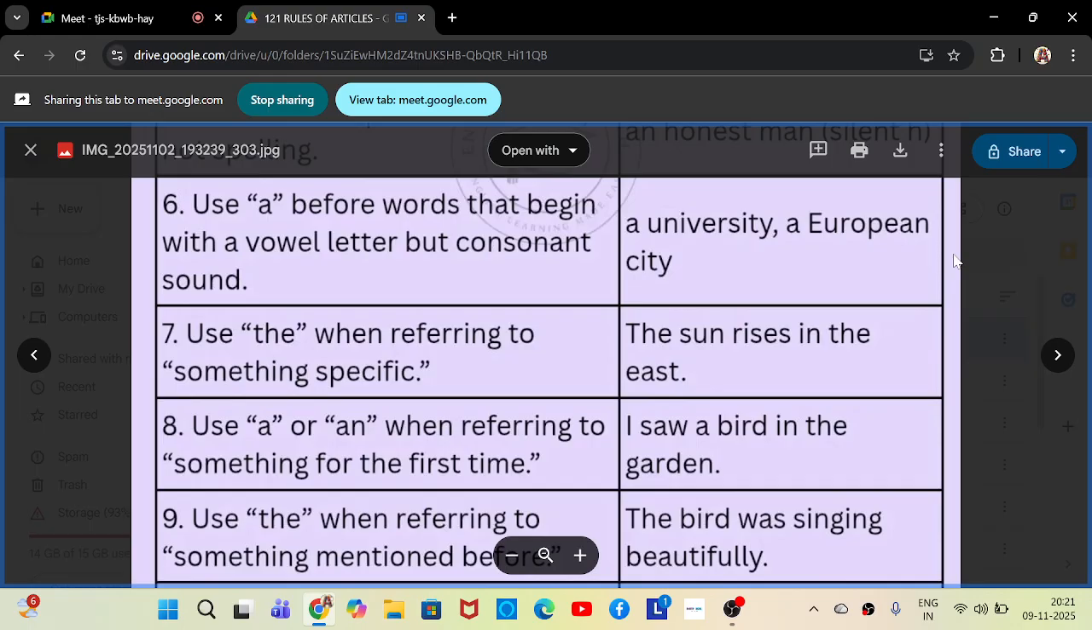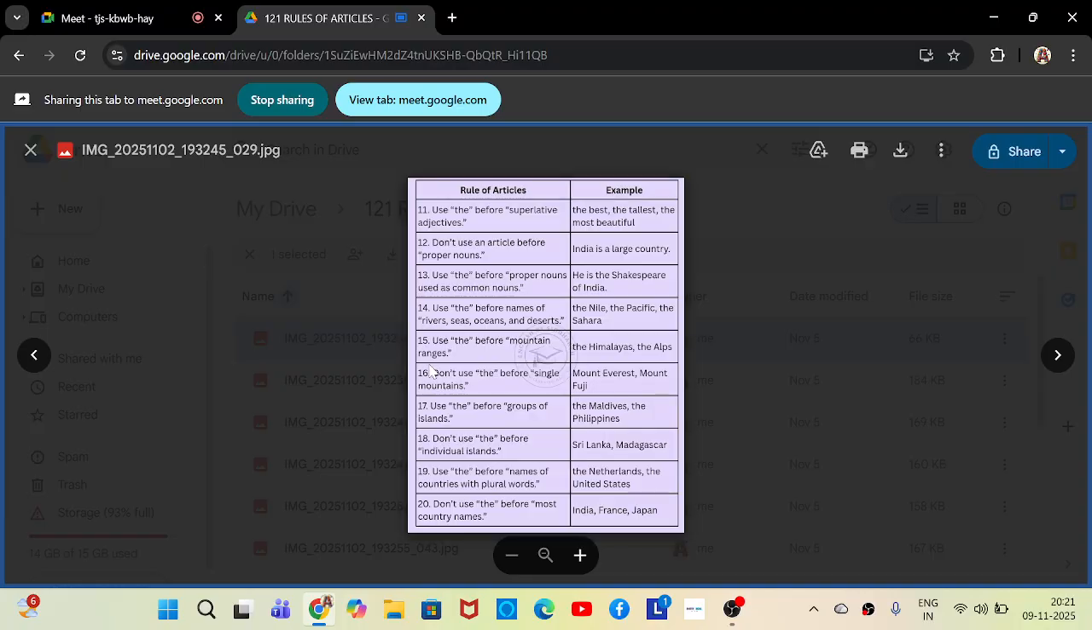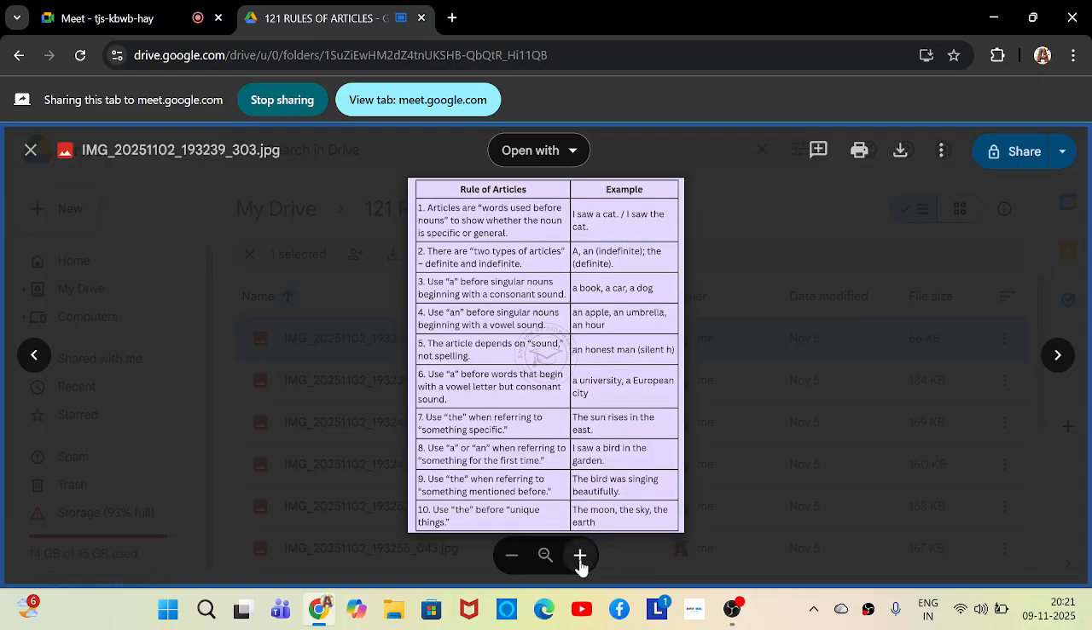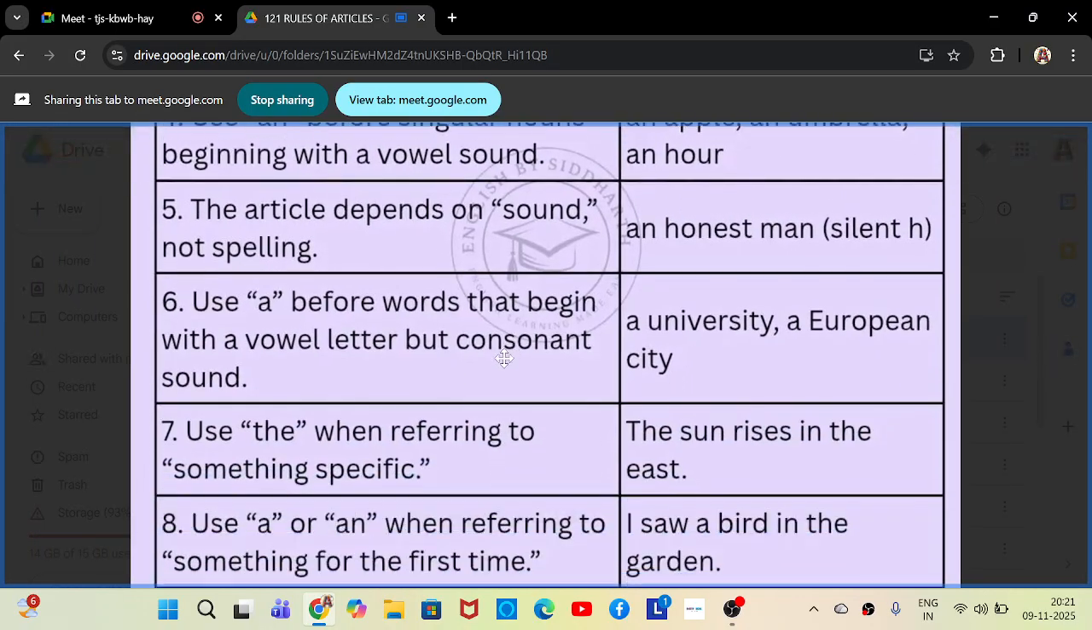Let me give you one more example. Unicorn. A unicorn is a white horse. Do you say I saw a unicorn or I saw an unicorn? Which is correct? I saw a unicorn. Yes. And the U sound is actually a consonant sound. The letter is a vowel and the sound is a consonant. This is not applicable in all cases.